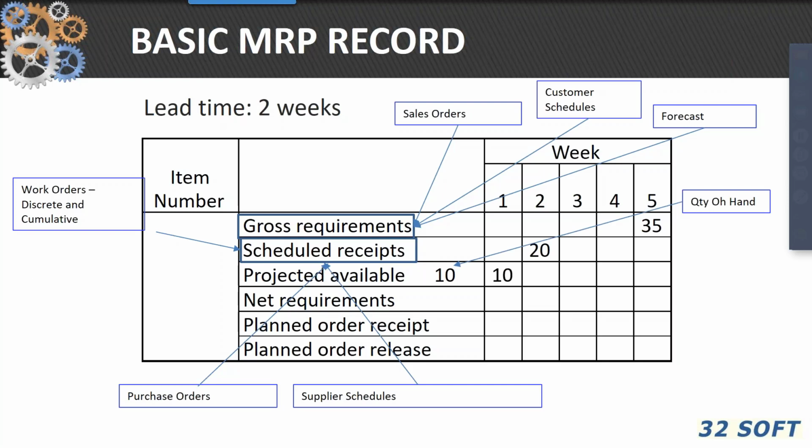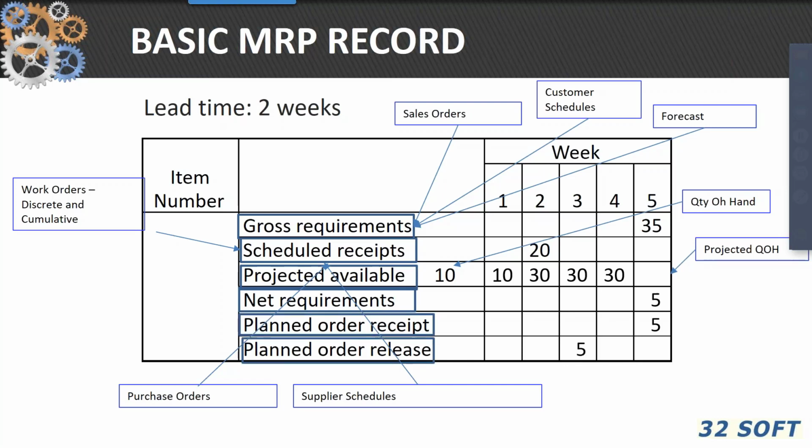Then you start with quantity on hand, and now you drive forward to calculate the projected quantity on hand. So here we've got 10 at the end of period 1, 20 coming into period 2, so our projected available is 30. That carries to period 3 and period 4. Now we've got a negative 5 in period 5. That means we've got a net requirement. We plan a receipt into inventory for that. We offset it by the planned order release, and it comes back into inventory. So that's basically what MRP is doing with the calculations.